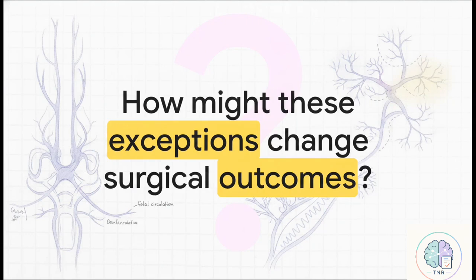So I want to leave you with this final thought. Given the sheer density of critical variations we just covered, knowing that up to 35% of patients have fetal circulation or that 5 to 8% have a variant PICA origin, how might these anatomical exceptions completely change the outcome of an otherwise routine vascular intervention?